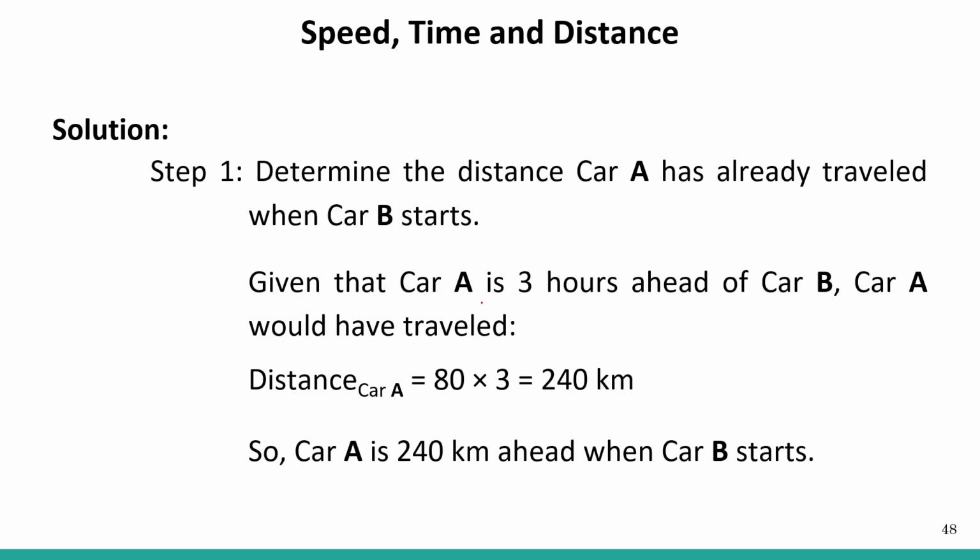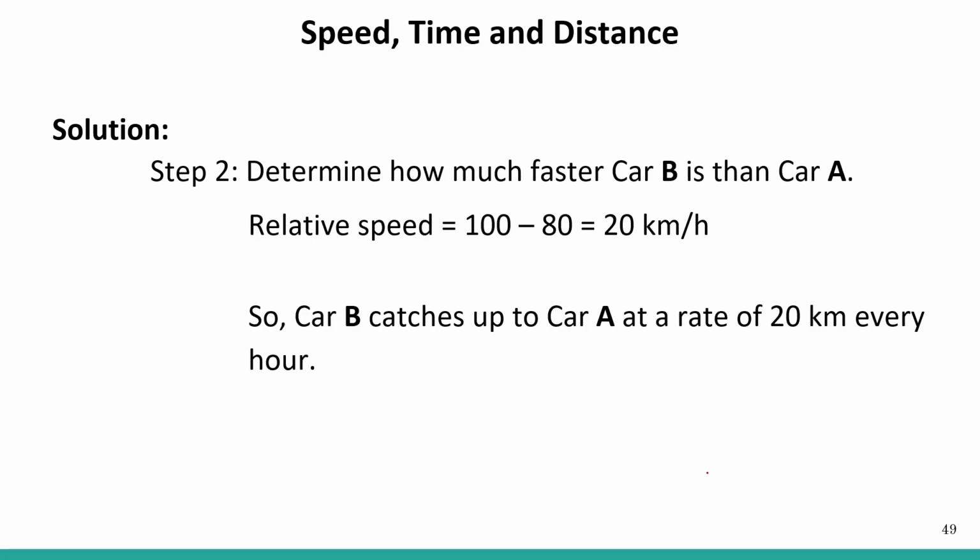In step 1, what we do is we calculate the distance that car A possesses ahead. So it will be 80 into 3 is equal to 240. So car A is 240 km ahead when car B starts. Then determining how much faster car B is than car A, the relative speed will be what? 100 minus 80 is equal to 20 km per hour.